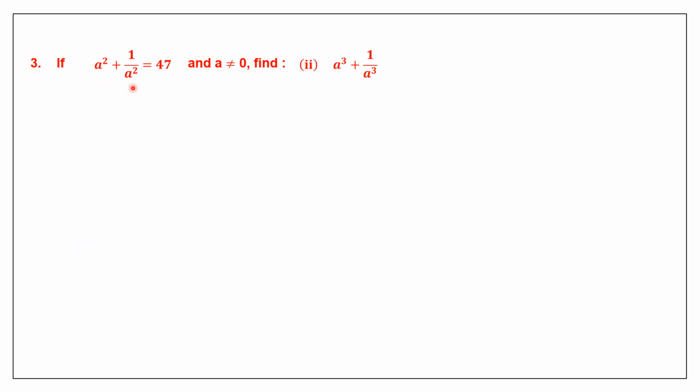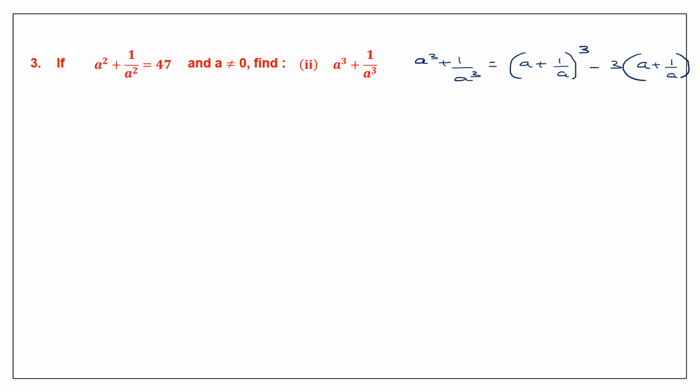Question 3. If a square plus 1 by a square is equal to 47 and a is not equal to 0, find the second one, a cube plus 1 by a cube. Now we have another identity for this, and let's see what that expansion is. So a cubed plus 1 by a cubed. The expansion for this is a plus 1 by a, the whole cubed, minus 3 into a plus 1 by a. Now this is the expansion for a cube plus 1 by a cube, and we're going to apply that here.